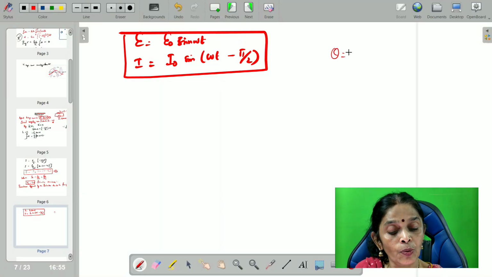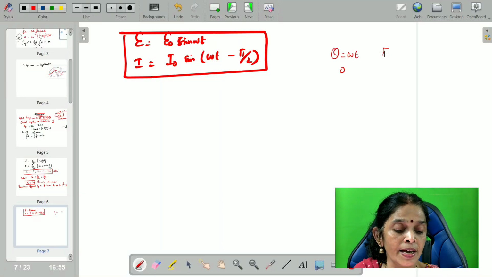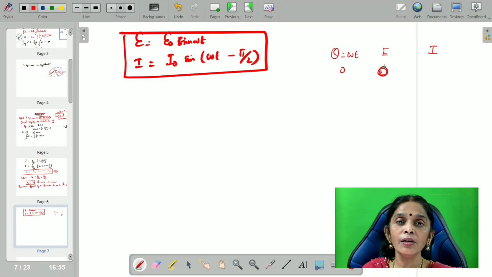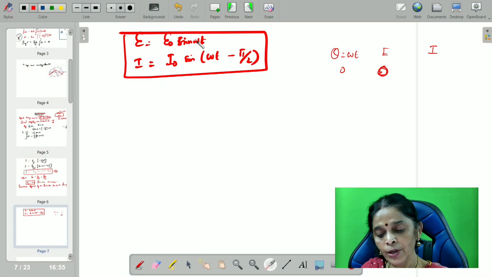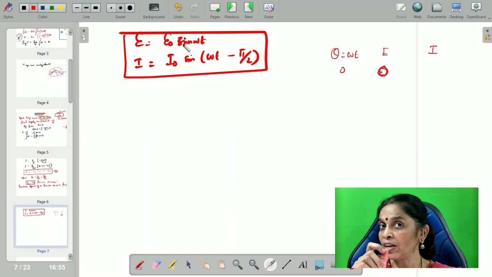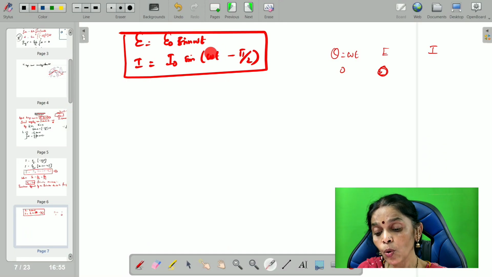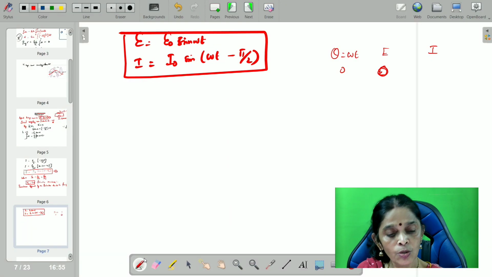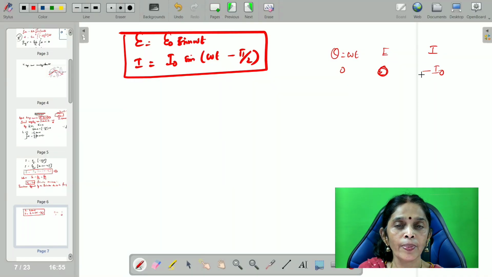whenever theta is equal to 0 degree, what is E and what is I? When theta is equal to 0, E is 0. Correct? Is it right or not? Tell me. Sine 0 is what? 0 only, no? So 0. When theta is equal to 0, what is I? It is sine of minus pi by 2, so that is equal to minus I naught. So therefore minus I naught.